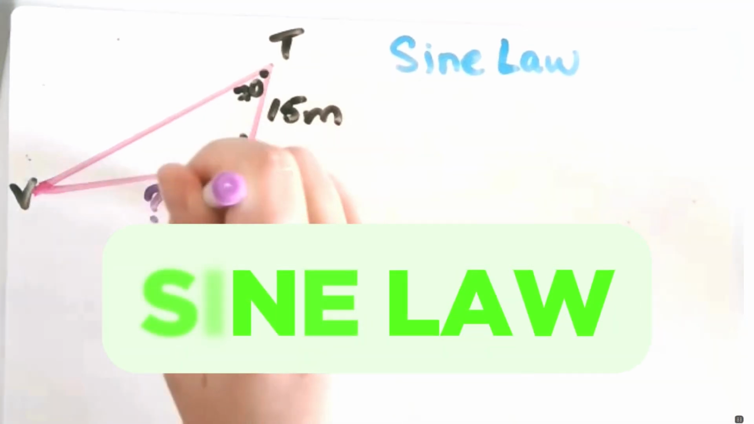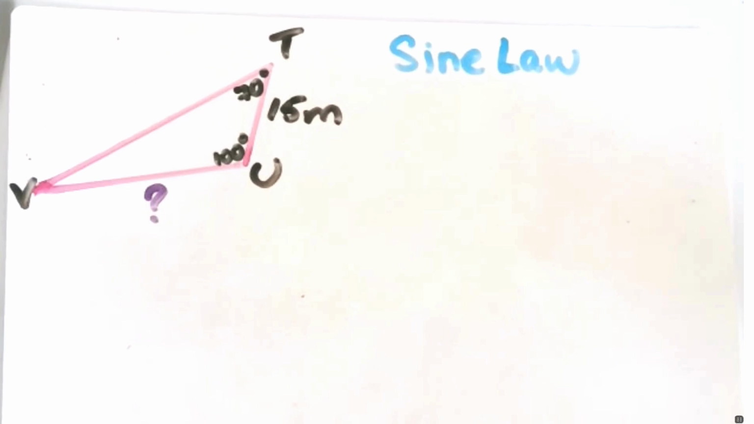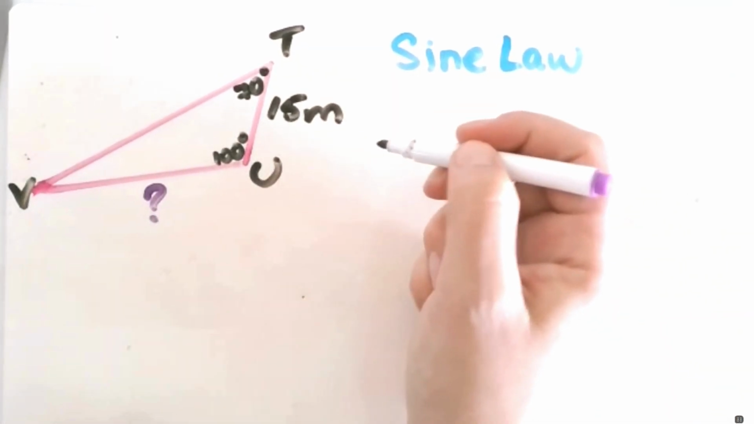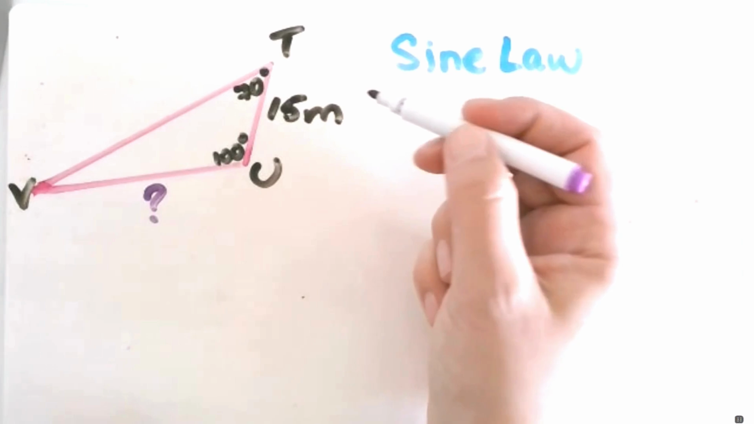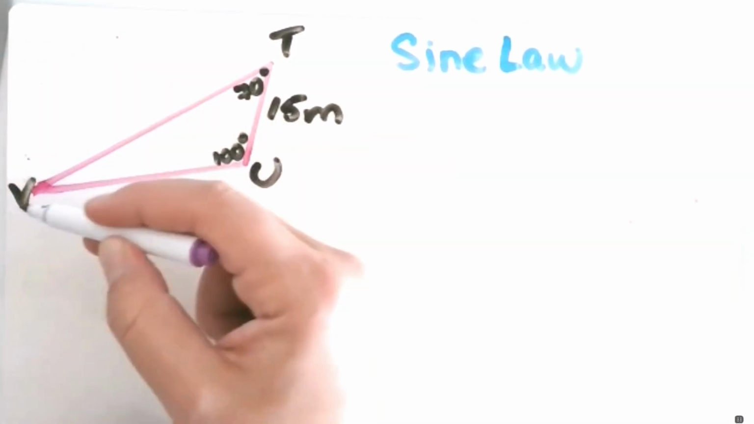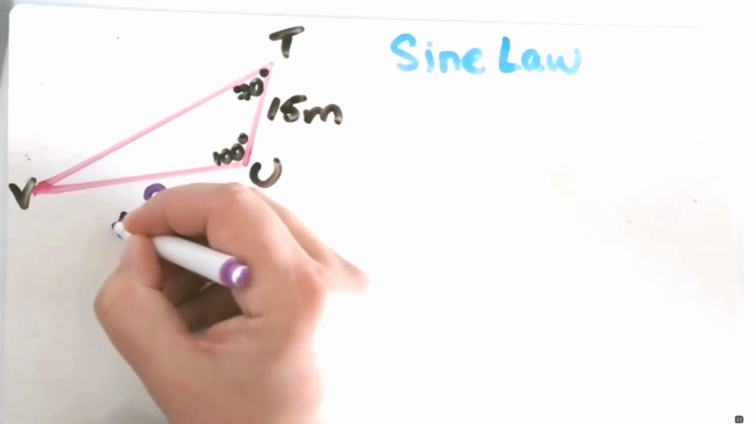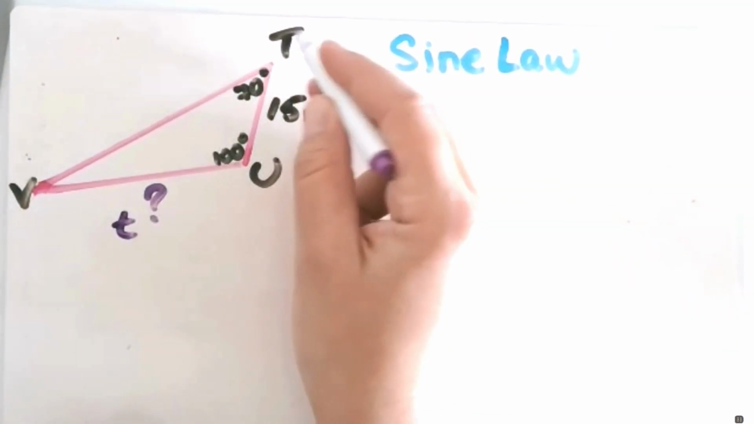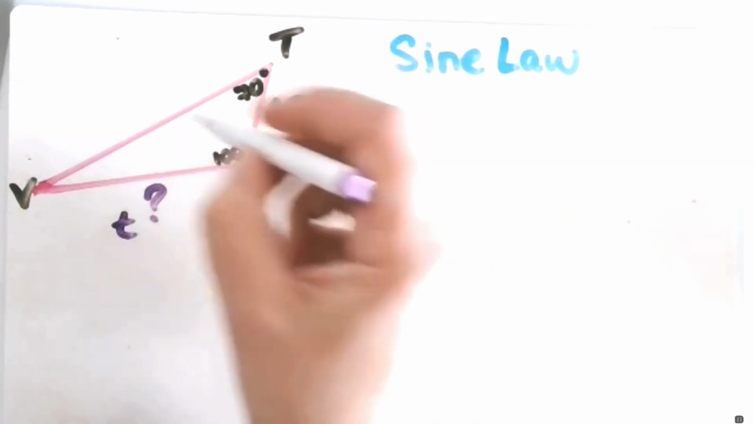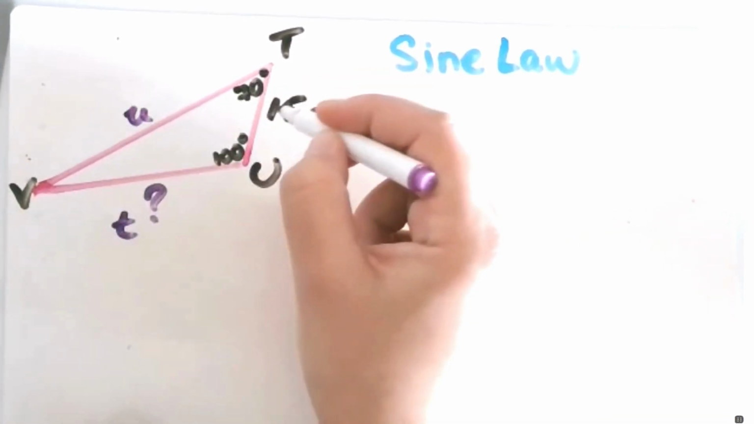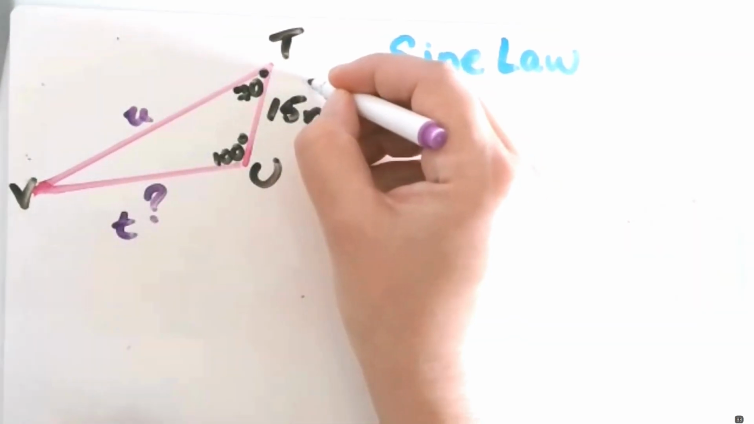We're going to find a missing side length using the sine law. Now this triangle is a little bit different because we are not using our typical A, B, and C. We're using the letters T, U, and V. But all the same, we're just going to label: if this is capital T, this is going to be little t. If this is capital U, this is going to be little u. And if this is capital V, this is going to be little v.